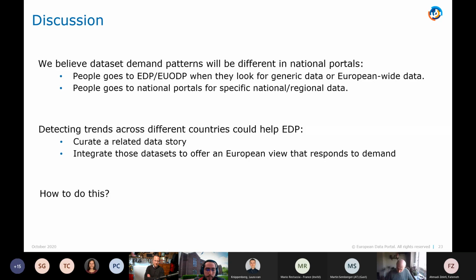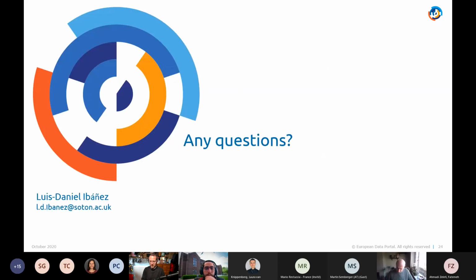So then the point for discussion is how we do this. I think this also relates to what Martin talked about, standards and data standards. In the end it's about data integration, or integration at the data level, between the data portals. So that's it from my side.